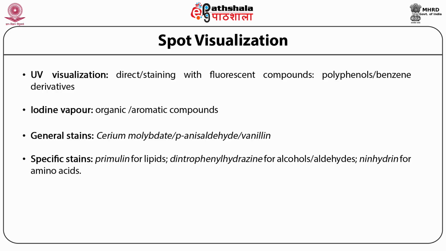Then there are stains that are used for more general purposes, or that can be used to stain a wide range of compounds, such as cerium molybdate or vanillin or p-anisaldehyde. More specific stain examples are also given here, such as ninhydrin for amino acids. Primulene is used for lipids, and a picture shall come up shortly. And then dinitrophenylhydrazine can be used for alcohols and aldehydes.